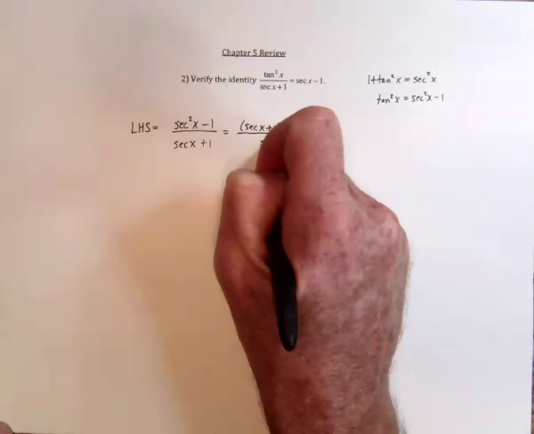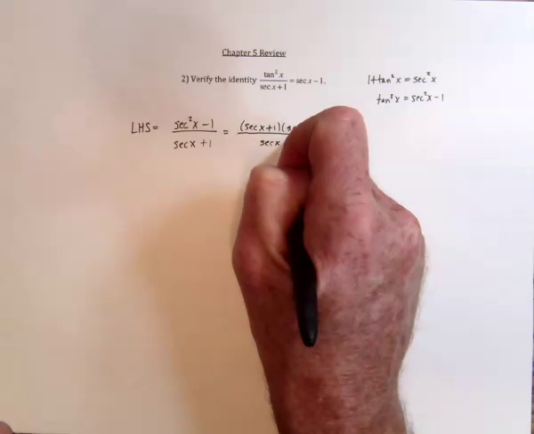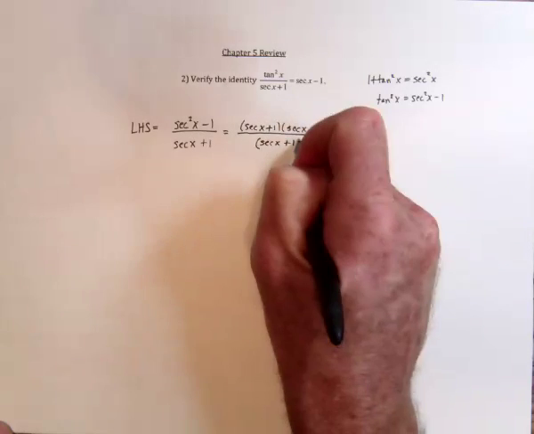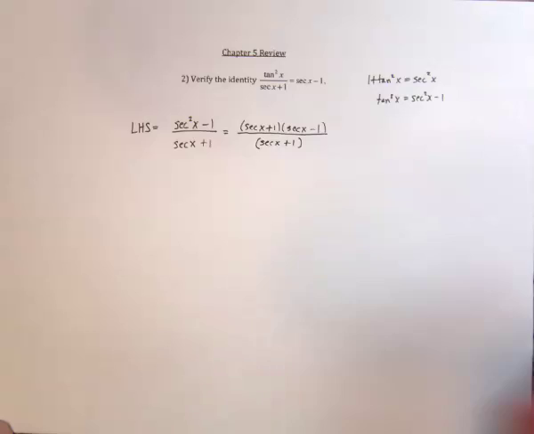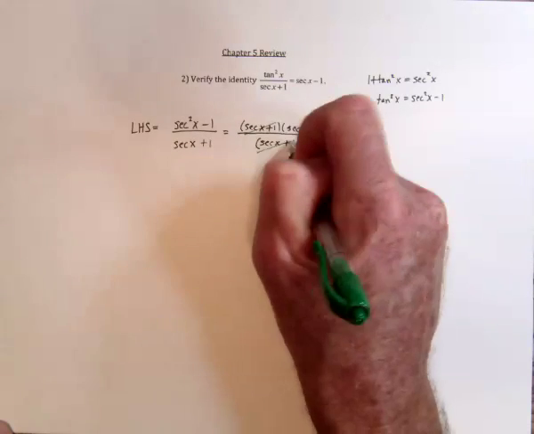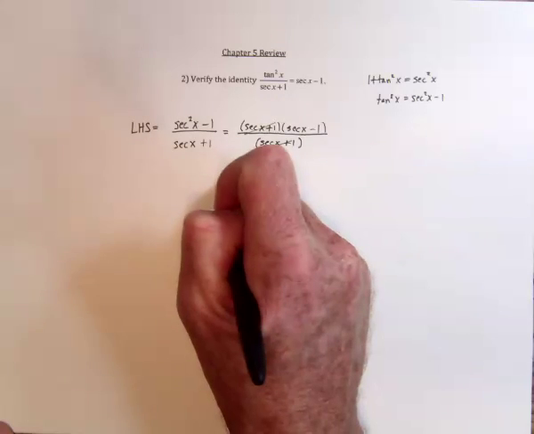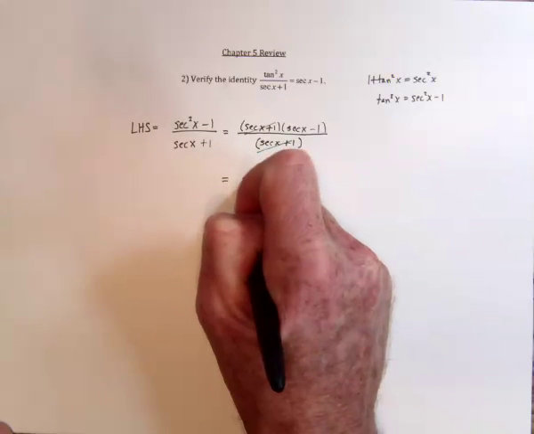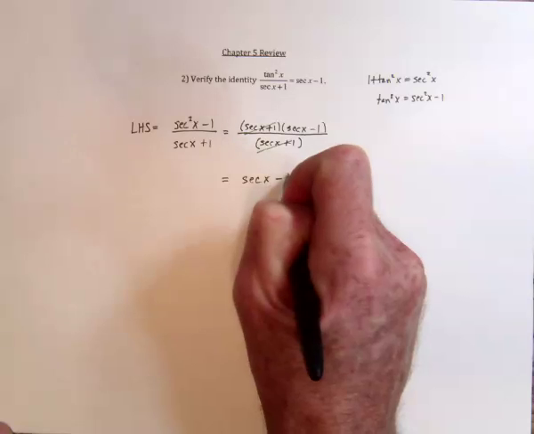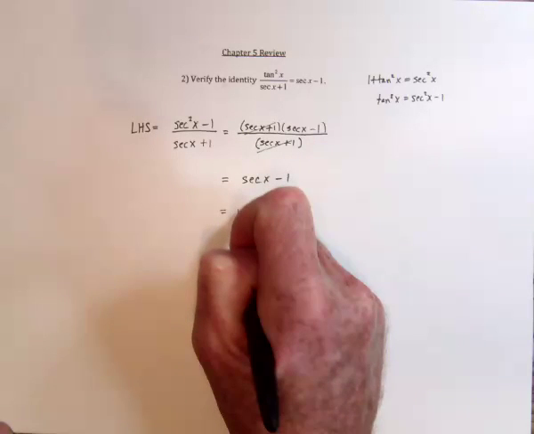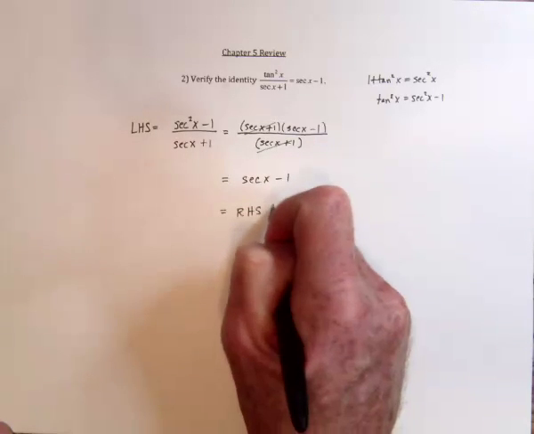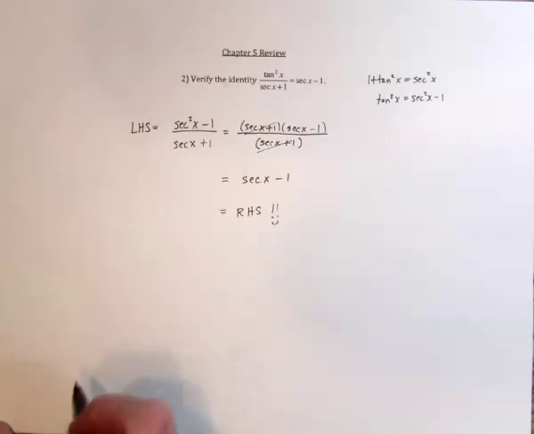Now that it's factored, it can cancel if the same factor appears in the numerator and the denominator. And sure enough it does. Secant of x plus 1 can be cancelled, and all that's left is secant of x minus 1, which is exactly the right hand side. Yippee.